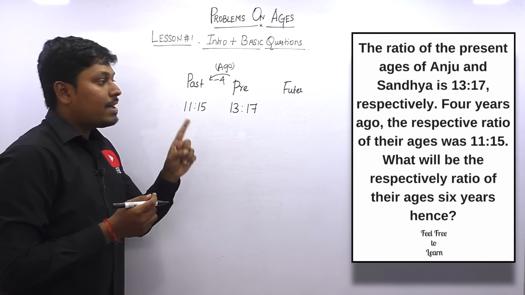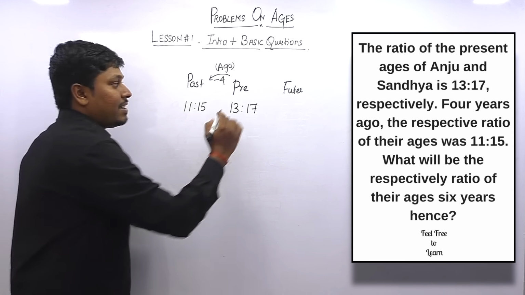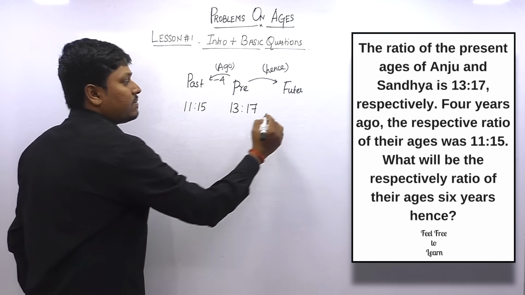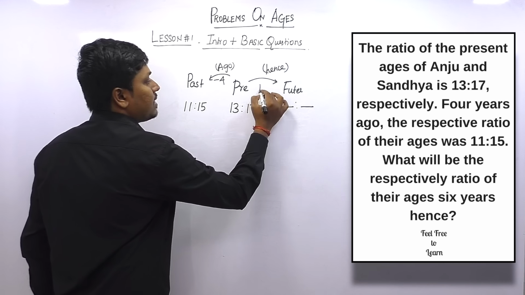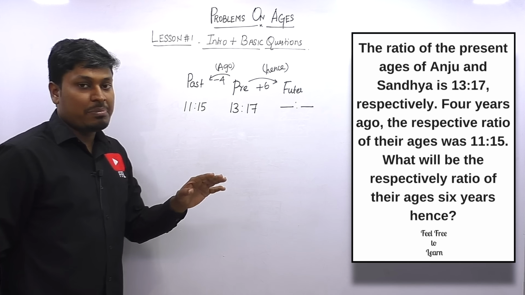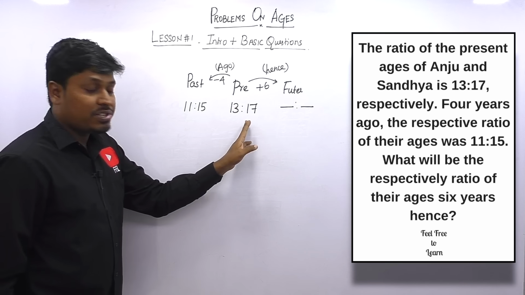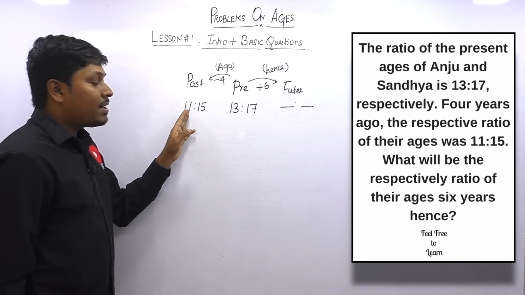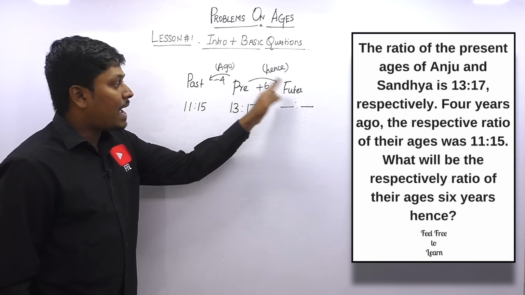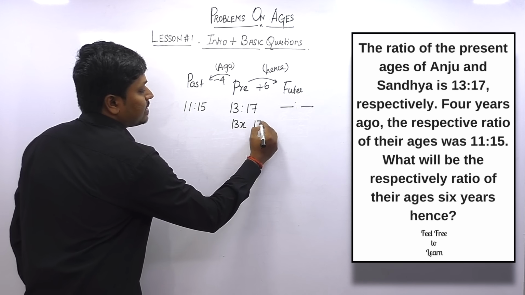And what is our target? What will be the respective ratio of their ages 6 years hence? Listen here. Here they have given the word hence. So hence determines the future. Our target is to find the ratio of the two persons after 6 years. So most important: the present age ratio is given, and the ratio 4 years back is also given, but our target is to find the ratio of their ages after 6 years. So first let me assume the present ages as 13x and 17x.